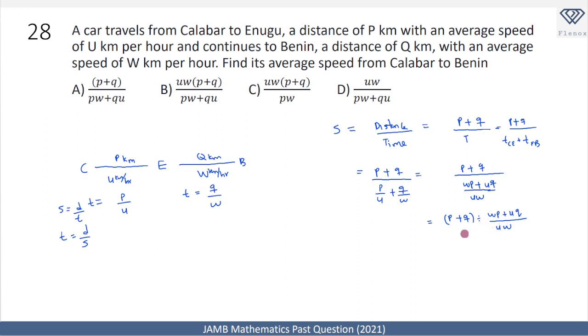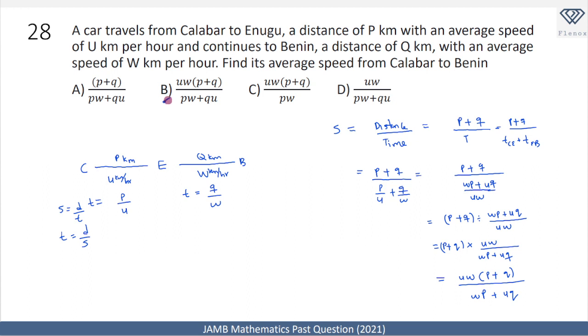So now to change this divide to times, it's going to be what? P plus Q times UW over WP plus UQ, and that is the same thing as saying UW times P plus Q over what? WP plus UQ. And what option is that? That would be option B. So the correct option here is option B.